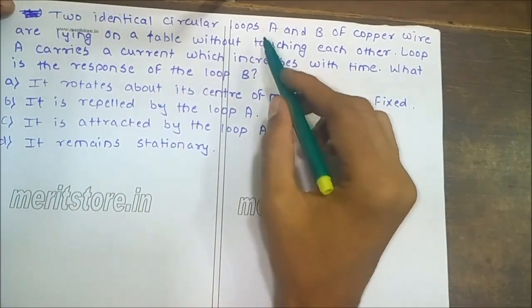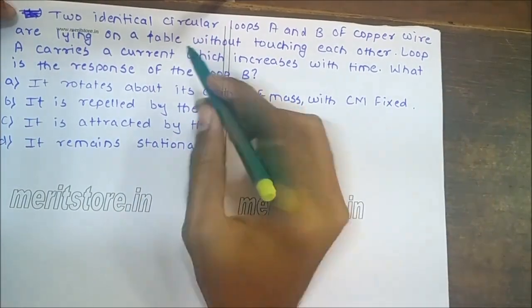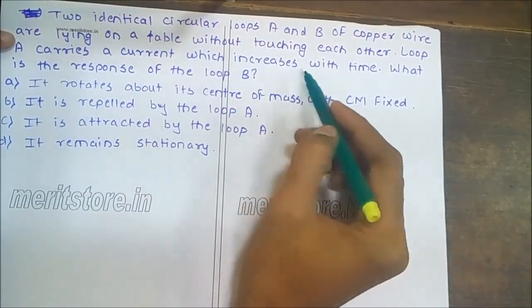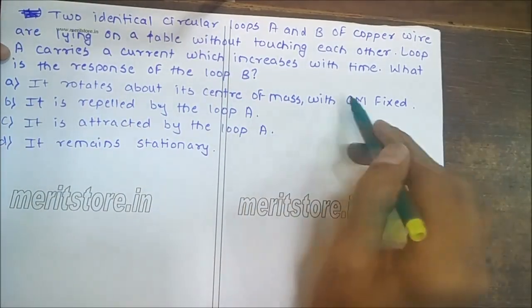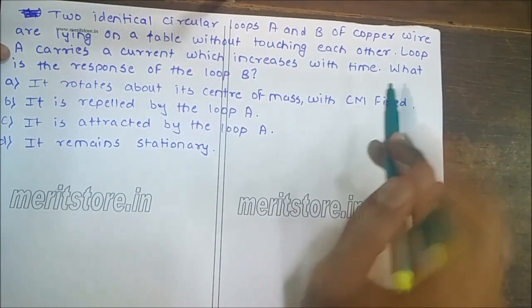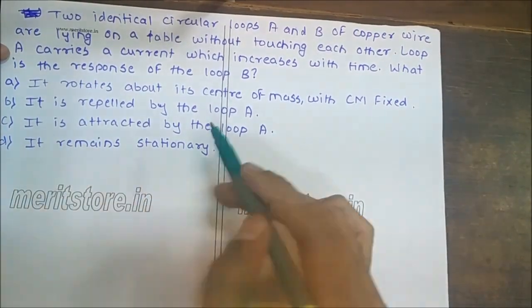The two identical circular loops A and B of copper wire are lying on a table without touching each other. The loop A is carrying a current which increases with time. What is the response in the loop B? It rotates about its center of mass with center of mass fixed. It is repelled by the loop A. It is attracted by the loop A. It remains stationary.